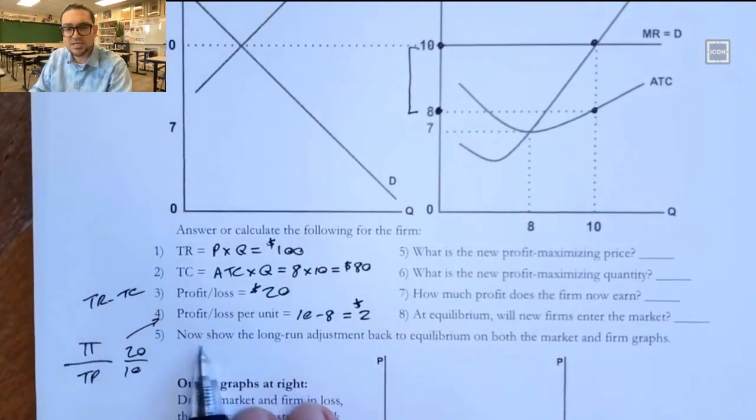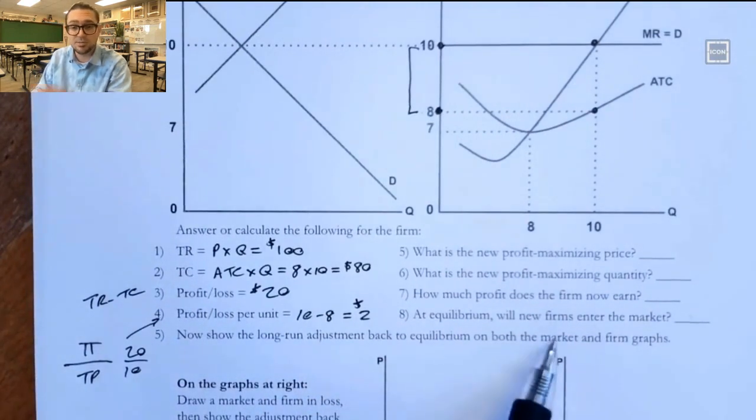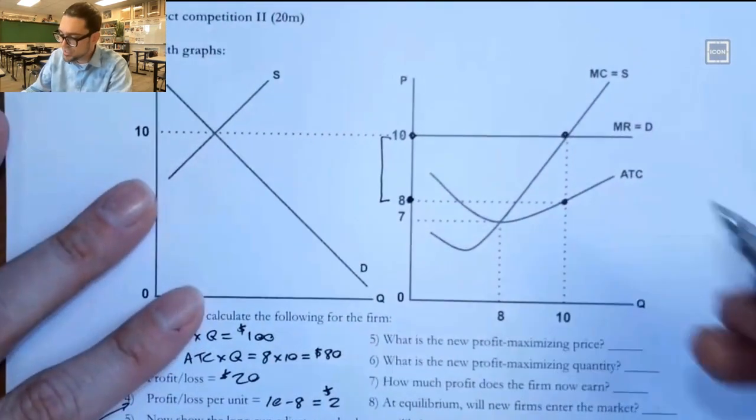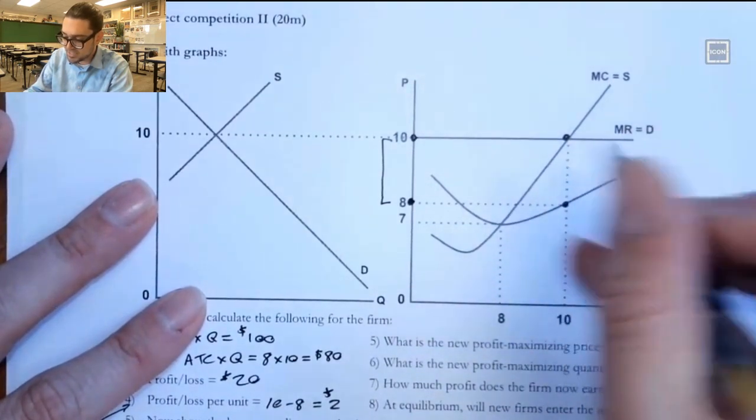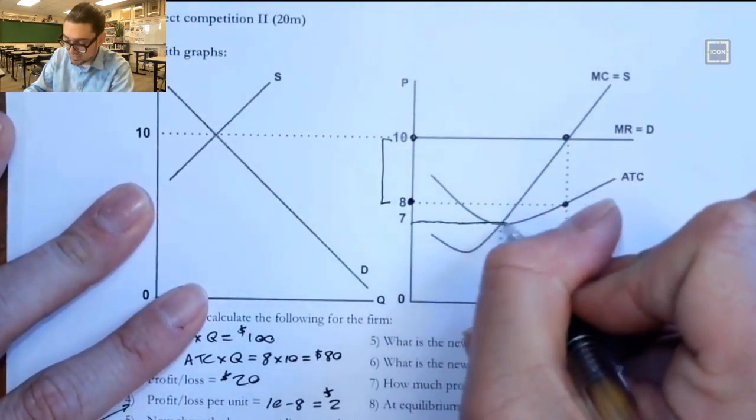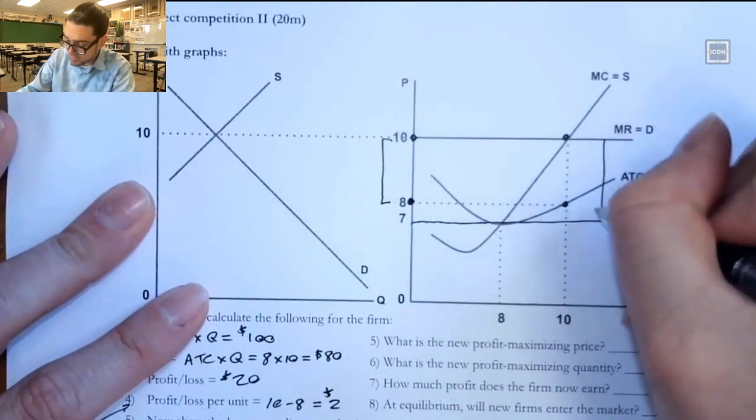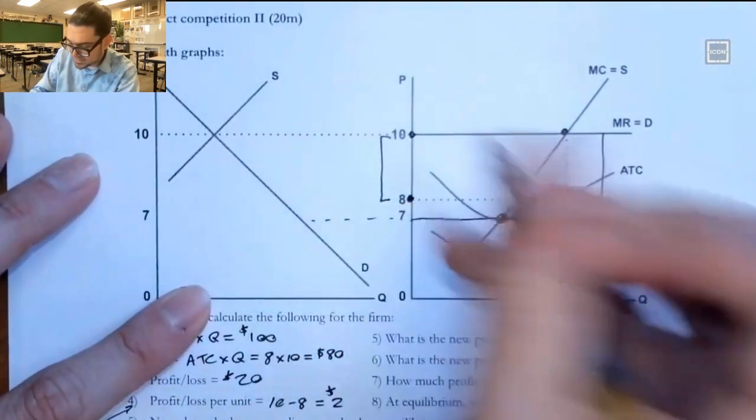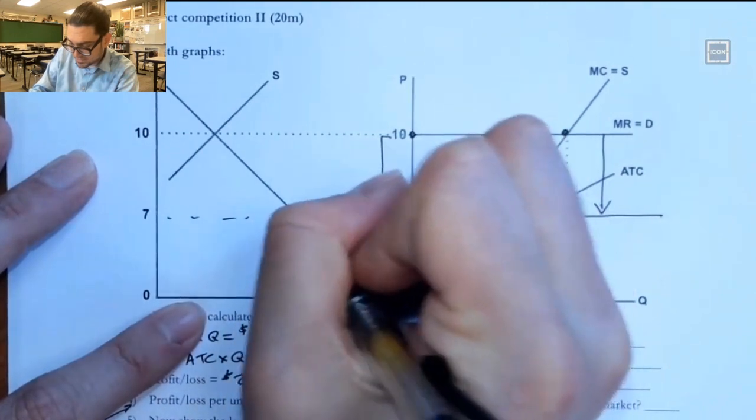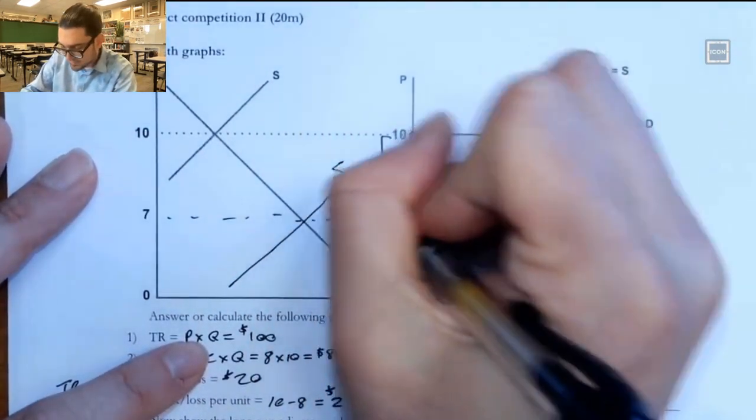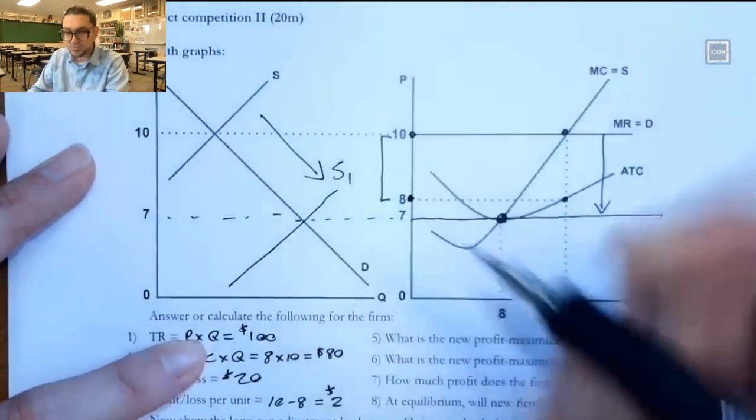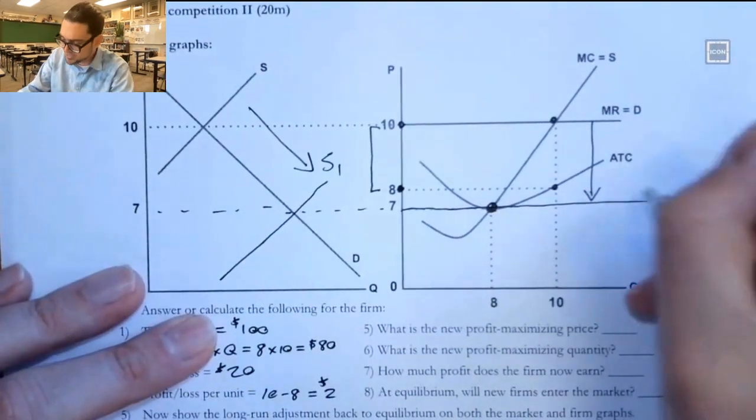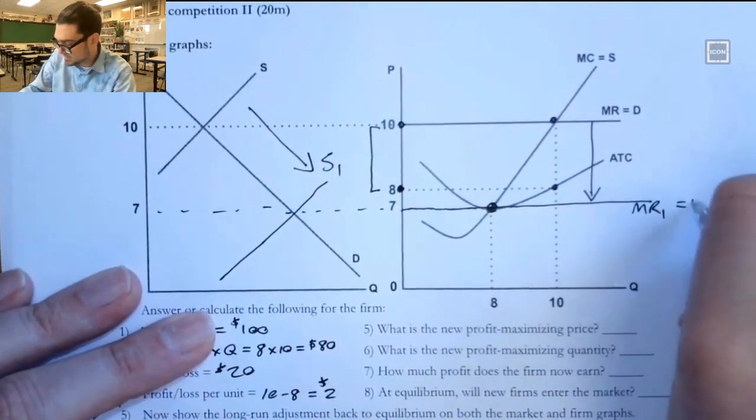Now, number 5 says, now show the long run adjustment back to equilibrium on both the market and the firm graph. So we know that Mr. DARP is going to end up coming down, and it's going to hit right here at the bottom of that ATC line. And that's going to be caused by this supply increasing. Woo, that's a huge increase in supply as Mr. DARP basically falls back down.